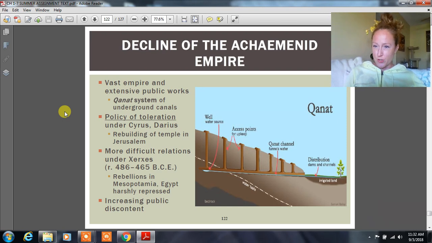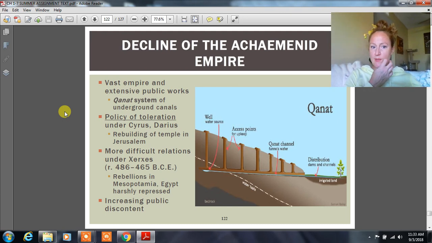They didn't force conversions. Darius is not going to be quite as tolerant as Cyrus in the sense that he allows religious freedom, but he is going to rule a little bit more headstrong, a little bit more strict than Cyrus before him. But they are going to allow the rebuilding of temples in Jerusalem. Judaism under the Babylonians and the Assyrians had been persecuted, so that just shows that this was not a Jewish empire, but they allowed Jewish people to practice freely.